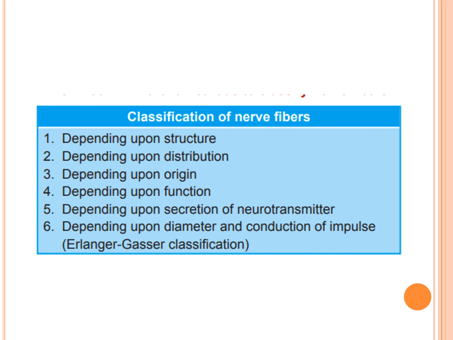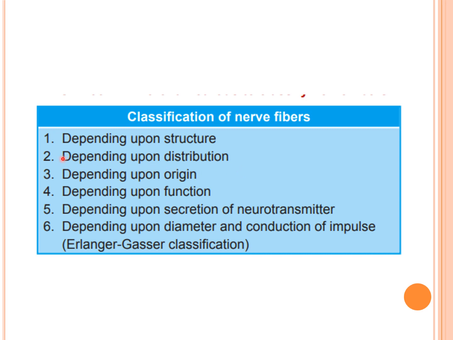What is the advantage of myelinated nerve fibers? In myelinated nerve fibers, the conduction will be faster because the nerve impulses will jump from one node of Ranvier to the next node of Ranvier. That type of conduction is called saltatory conduction, which occurs in the myelinated nerve fibers. And the nerve fibers whose axon is not lined by myelin sheath are called unmyelinated nerve fibers. So this is the classification based on the structure: myelinated nerve fibers and unmyelinated nerve fibers.